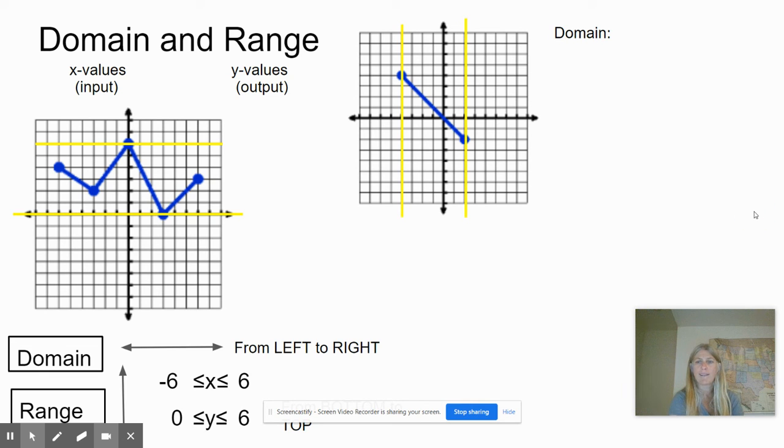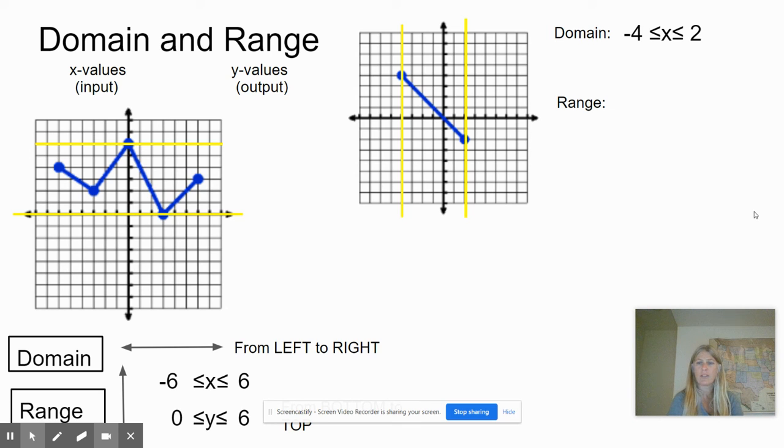So we're going to put our x in the middle, less than or equal to's on either side, and I can see that my left is at -4 and my right is at 2. So for my domain for this function, for this graph, all of my values of x are between -4 and 2.